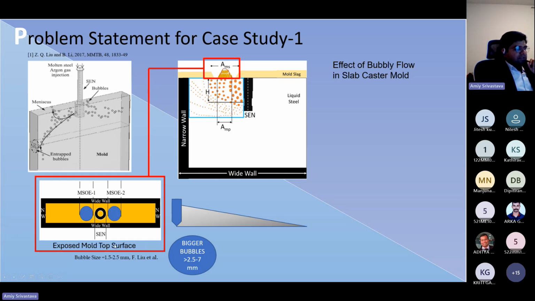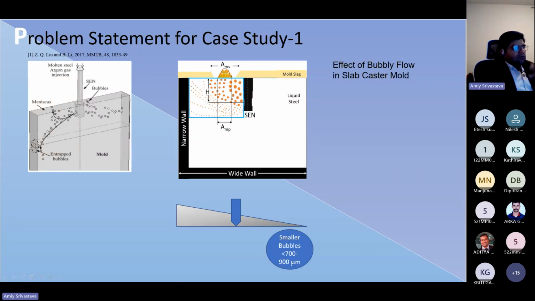One researcher reported that the size of the bubble should be around 1.5 mm to 2.5 mm. But in some studies it has been seen that we can have 7 mm bubbles, because sometimes bubble coalescence takes place: two, three bubbles come closer to each other and create a bigger bubble, and then the bubble diameter increases to 7 mm. Sometimes it has been seen, and because of that, the open eye can be formed. Now, what happens when we have the smaller bubble?